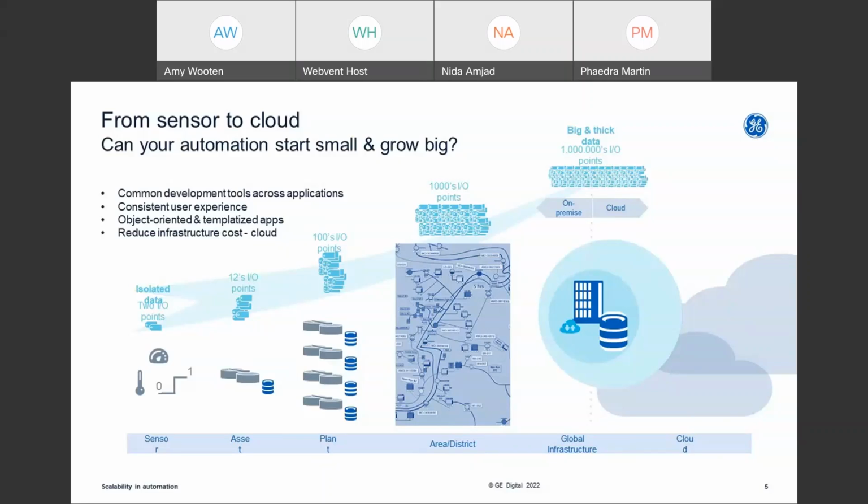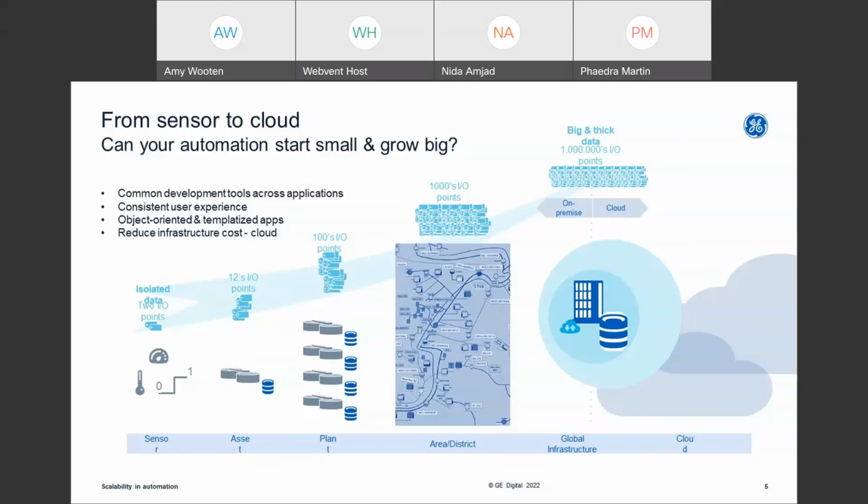Another thing I just want to mention here is that we're definitely seeing acceleration of customers who are looking to expand their capabilities into the cloud. And there's a couple reasons for this, and one of the key reasons is to really reduce the cost of infrastructure.